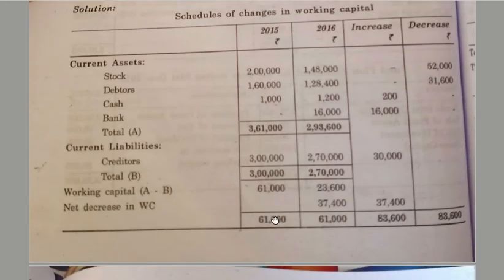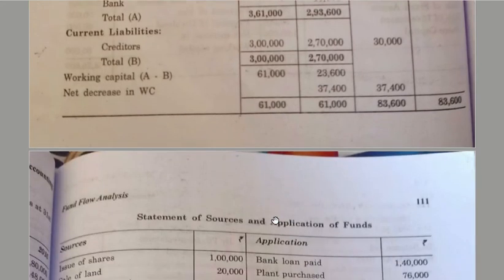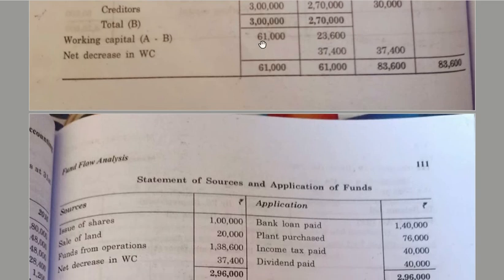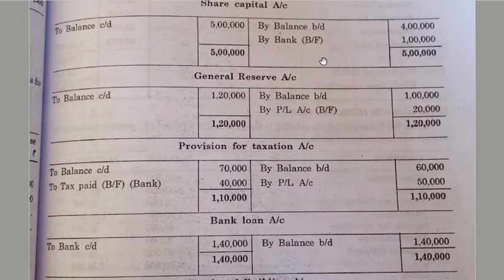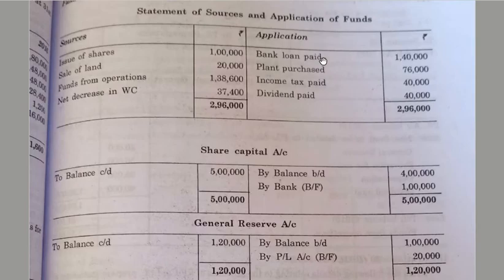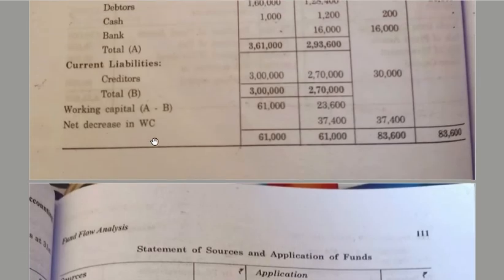So schedule of changes in working capital, you have your current assets and you have your current liabilities. So if you see there is a net decrease in the working capital. So last year it is 61,000, this year it is 23,600. So it is a decrease in working capital of 37,400. So this decrease will go to your fund flow statement as sources of funds, which is net decrease in working capital. Why? Because you are not using too much money. It is a source, you're reducing your working capital investments.